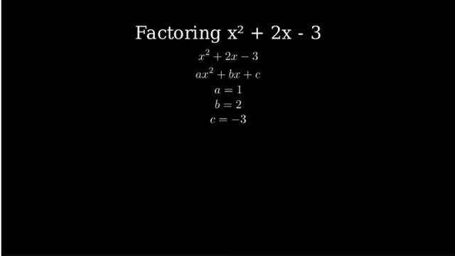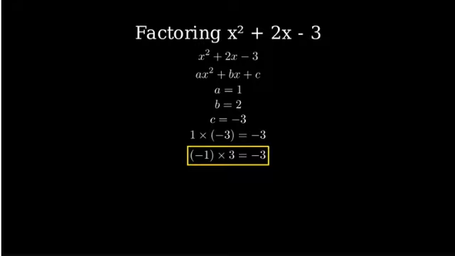Let's think about the factors of negative 3. The factors of negative 3 are 1 and minus 3, as well as minus 1 and 3. We need the pair that adds up to 2. We can see that 3 and minus 1 add up to 2. So these are the numbers we're looking for.